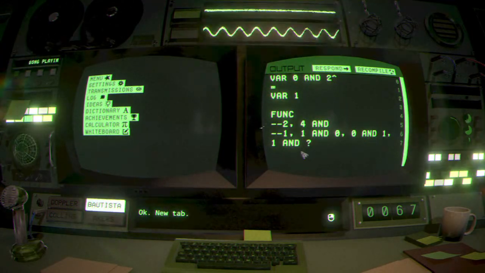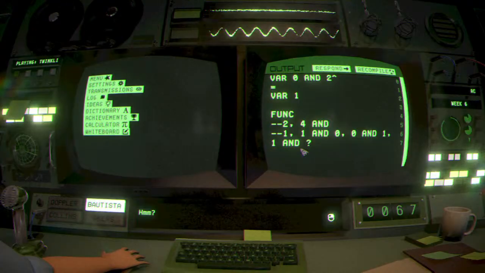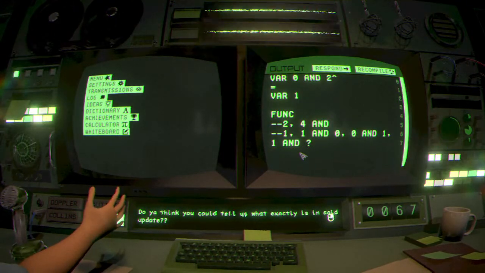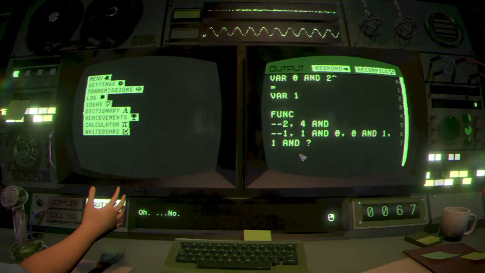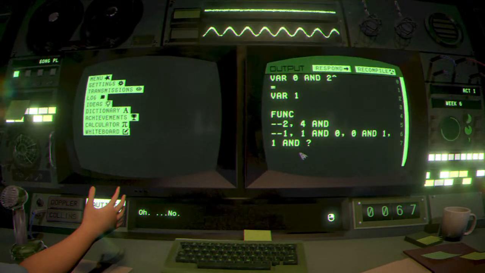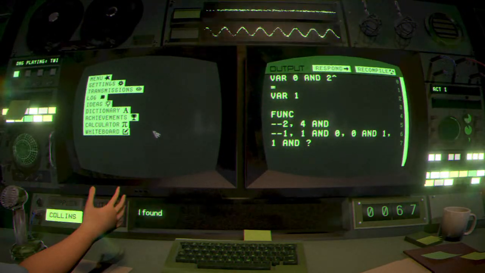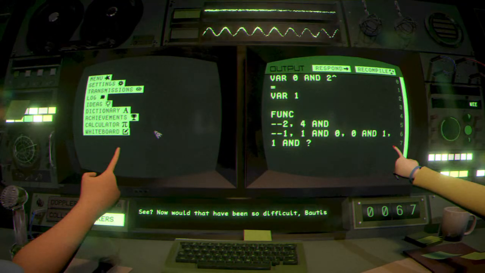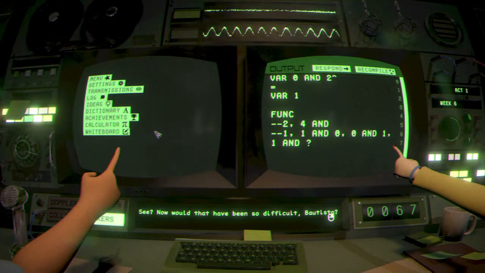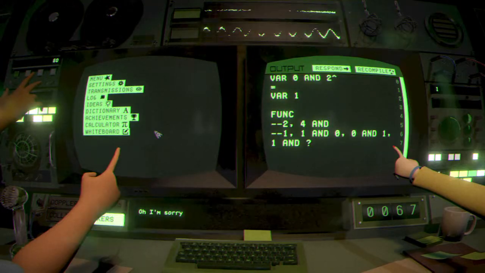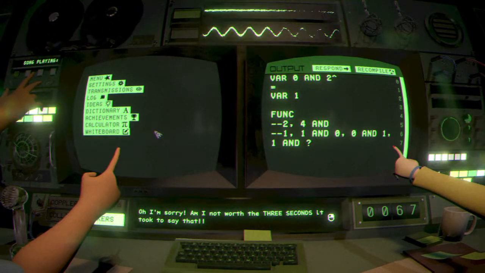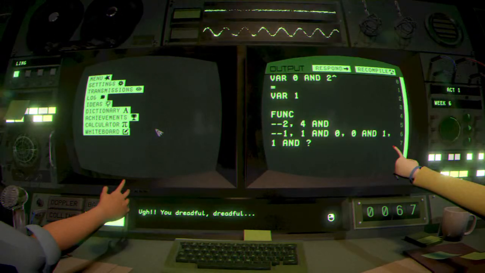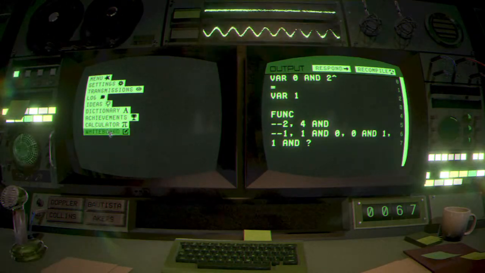Okay, new tab. Batista. Yes? Do you think you could tell us what exactly is in said update? He did. He said new tab. Oh, no. What? Yeah, and then I found update. Left side, info display, whiteboard tab. See? Now, would that have been so difficult, Batista? Was it so difficult to find it? Oh, I'm sorry. Am I not worth the 3 seconds it took to say that? I am a busy man. You dreadful, dreadful. Alright, what's a whiteboard?